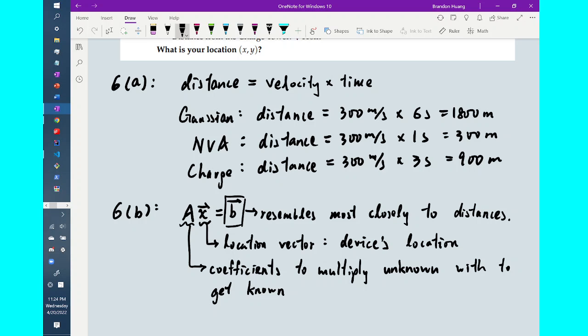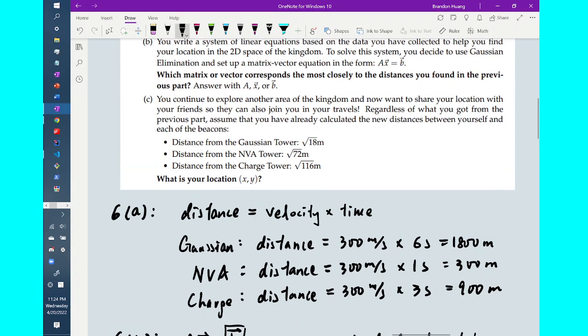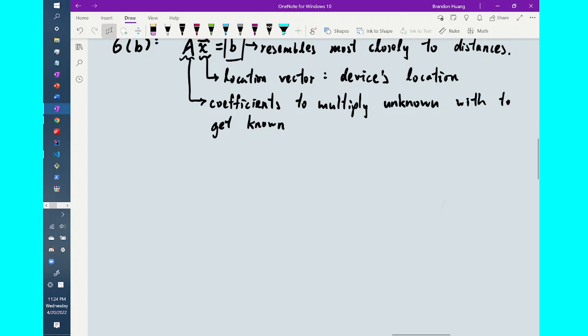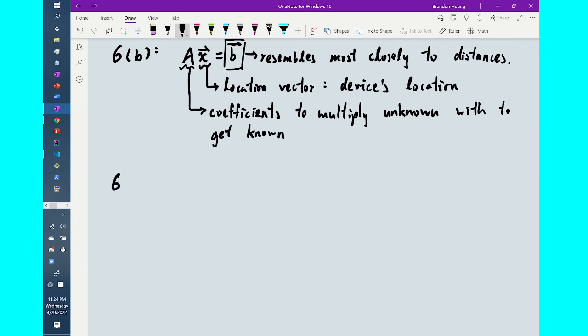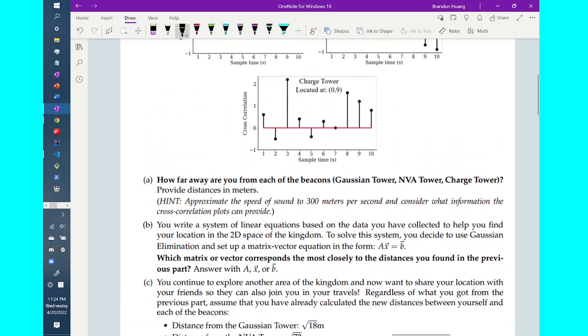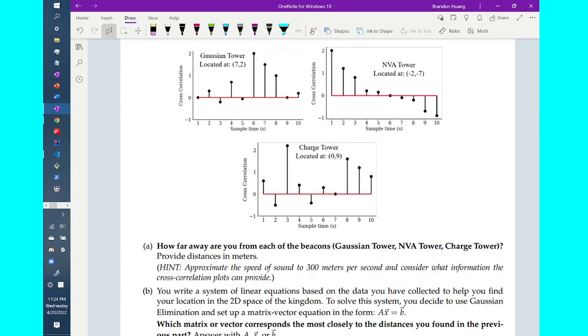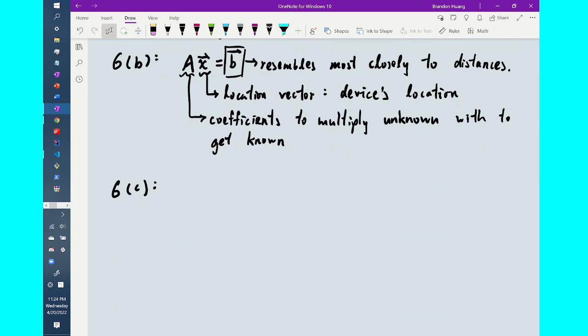Now let's move on to the final part of the question. We instead found these sets of distances between our device and the other towers, and now we're asked to try to figure out what our location actually is in this kingdom with the 16 towers. Let's try reviewing a little bit about what we can do here. We know that each of the towers is located somewhere in two-dimensional real space. In particular, the Gaussian tower is located at 7, 2.